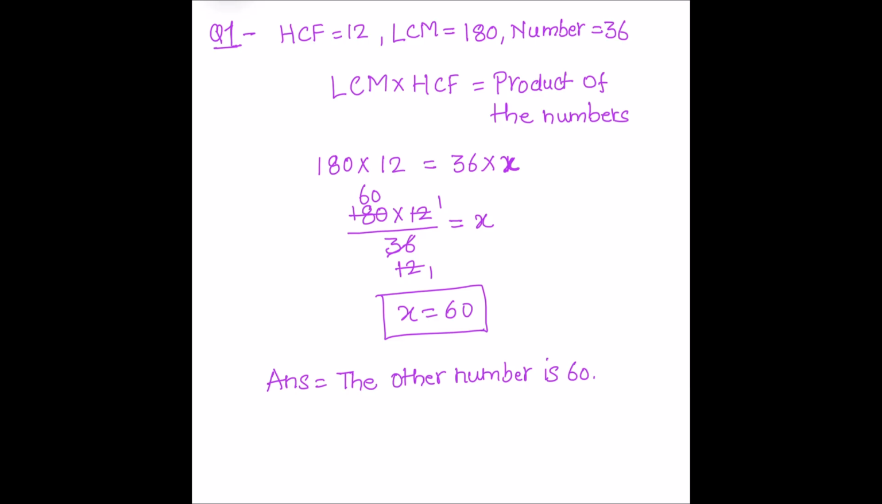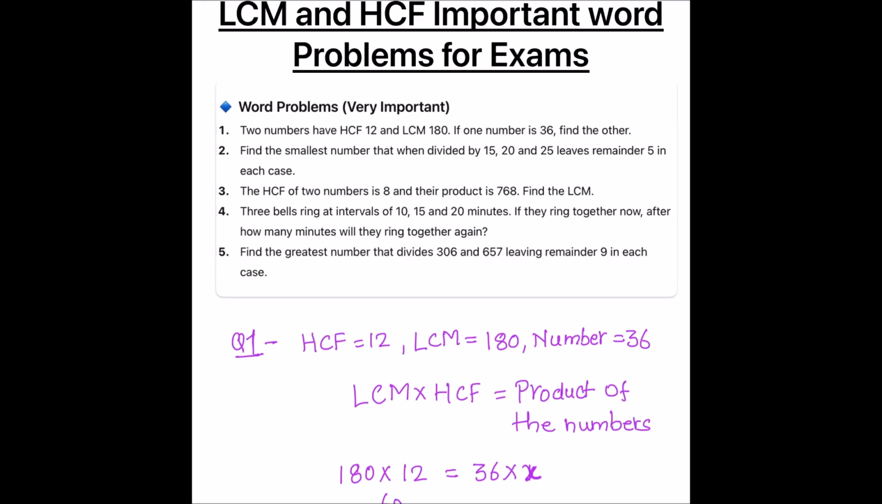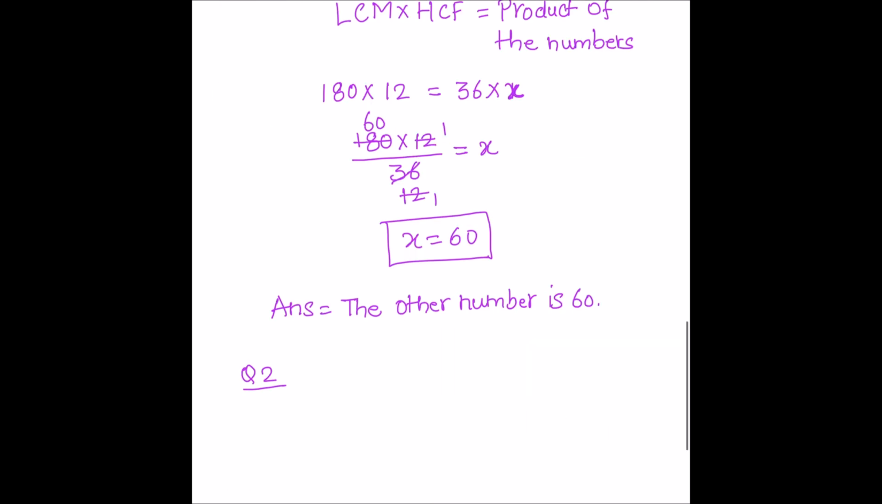Now let's do question number 2, which is find the smallest number that when divided by 15, 20 and 25 leaves remainder 5 in each case. So let's write the numbers. The three numbers are 15, 20 and 25 and remainder is given as 5.